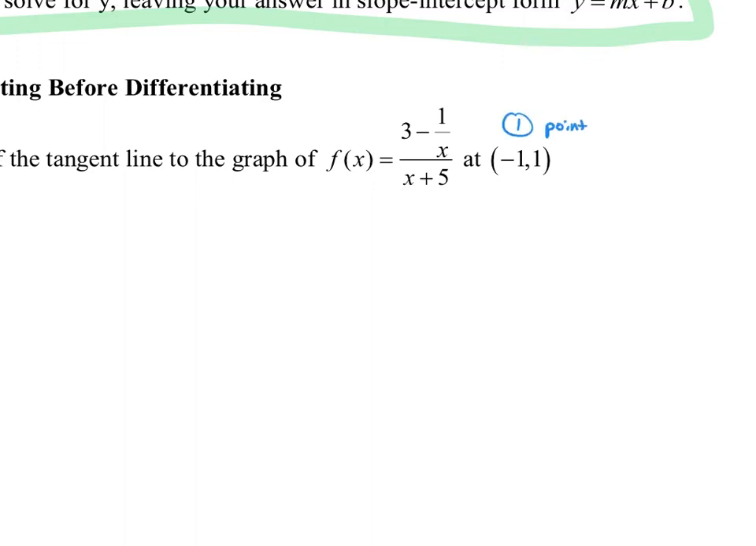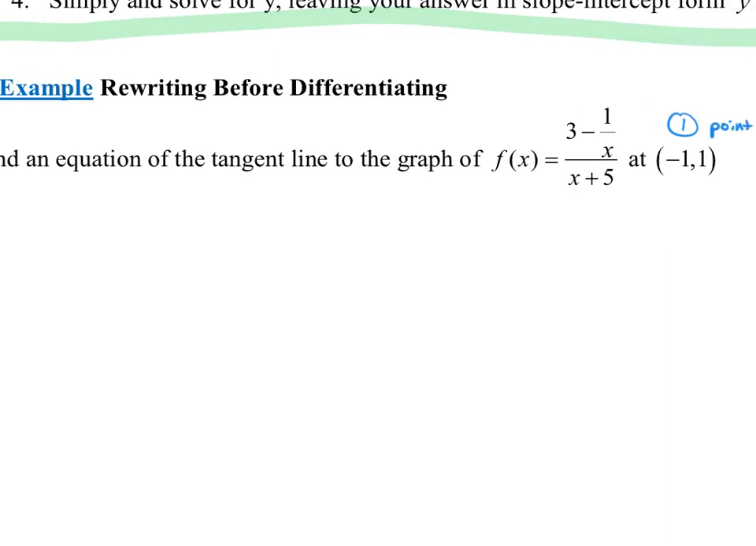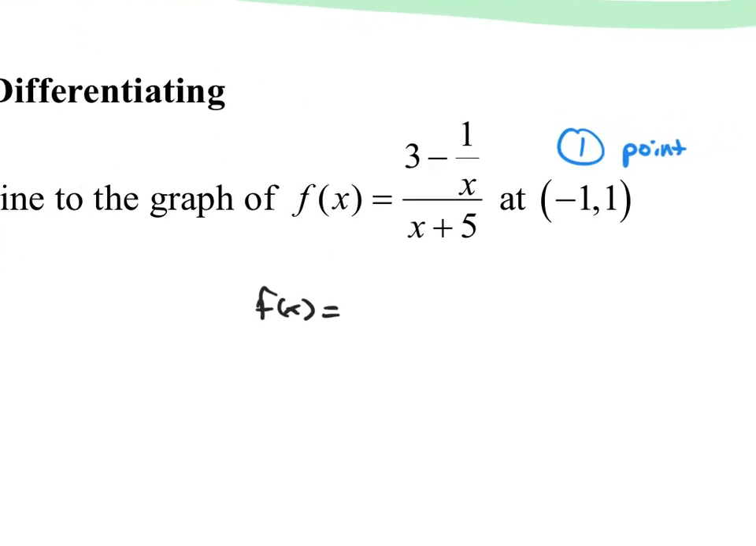The second thing we need to do is find the slope, which means we need to find f prime of negative 1. We need to find the derivative and evaluate it at that given x value. Well, here I'm going to say f of x equals, and I need to do some work on this because this is just a dang mess here.